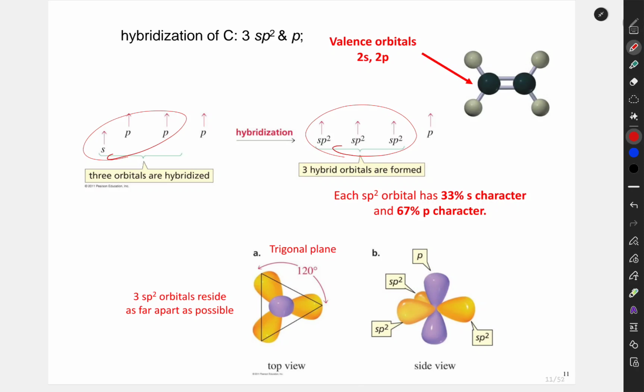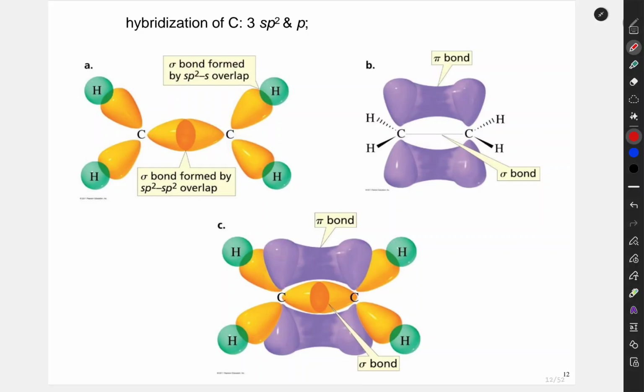So we can then explain the geometry of ethylene with this sp2 hybridization. You have the central carbons, and this is how it looks. Both of them are sp2 hybridized. As a result, we have three sp2 hybridized orbitals for the left carbon, and you're going to have three sp2 orbitals for the right-hand side carbon as well.